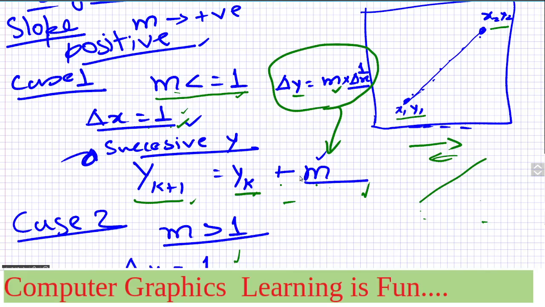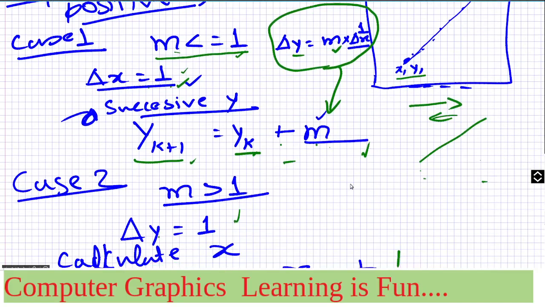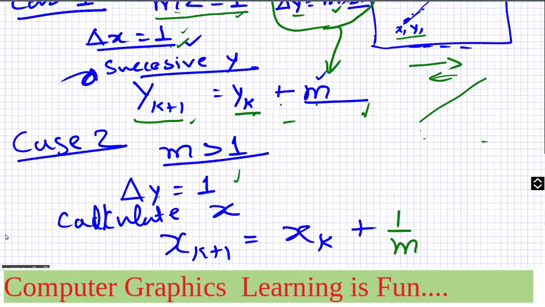So this DDA algorithm, you can see it is very simple and fast enough. However, there is one more algorithm, we call it as Bresenham's line drawing algorithm. We will see it in the next video.